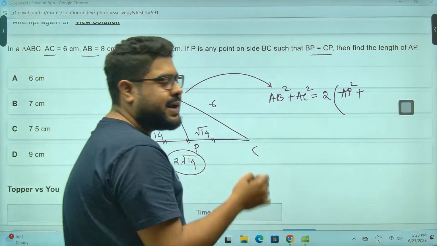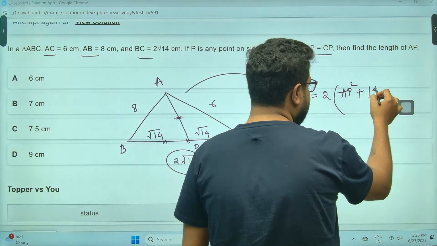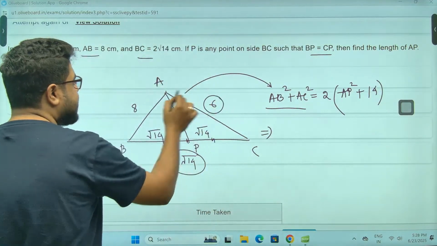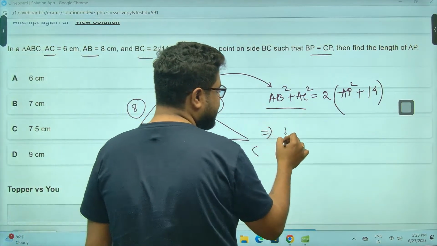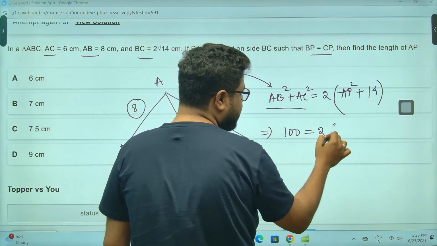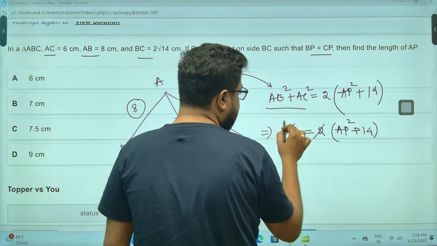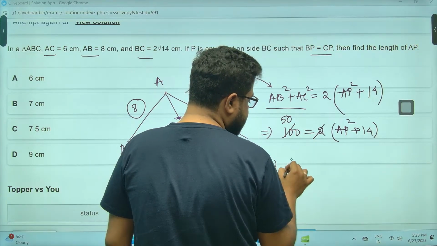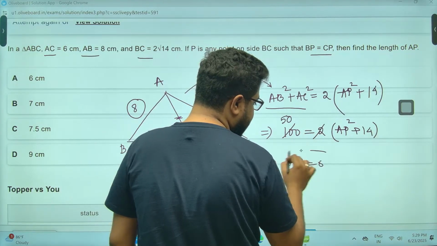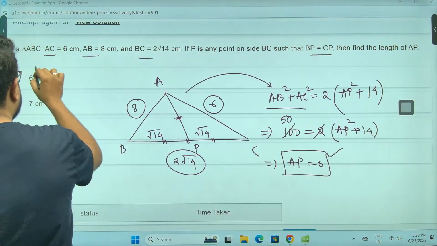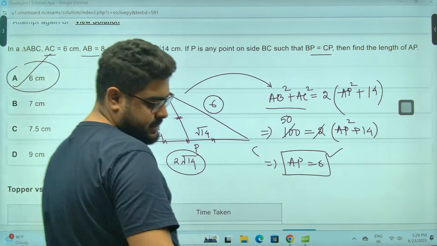So any one square: root 14 square is 14. Put down the values. AB square plus AC square means 6 square plus 8 square is 10 square, brothers. So 100 is equal to 2 into this. This becomes 50. AP square is 36. AP cannot be negative. It is 6. They asked for AP, so the answer will be 6.